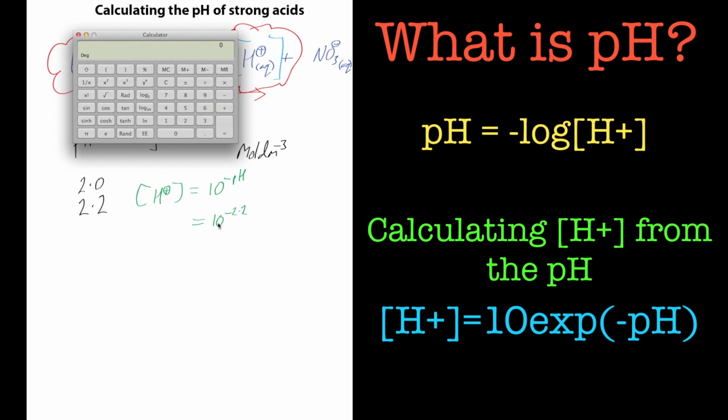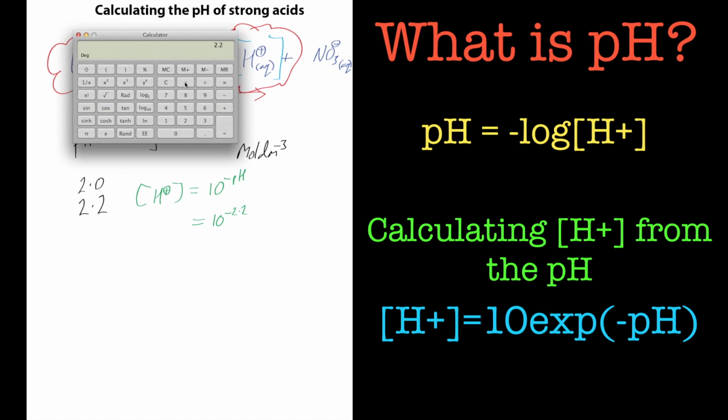If I want to raise something 10 to the minus 2.2, you probably don't have that on your calculator at first glance. But you can see there's a log 10. That's important because we're going to use that for calculating pH soon anyway. So what I've got to do in order to calculate this is first of all put the value in, 2.2. Then I've got to negate it.